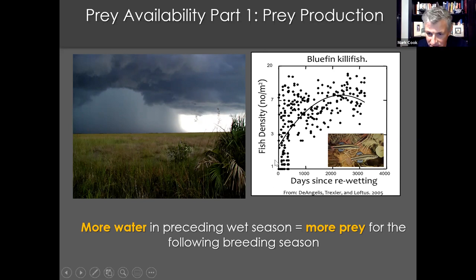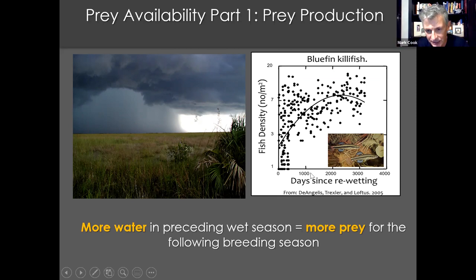And that's represented in this very simple figure here, basically showing the abundance or the density of bluefin killifish on this vertical axis, the y-axis here, in response to the days since wetting.